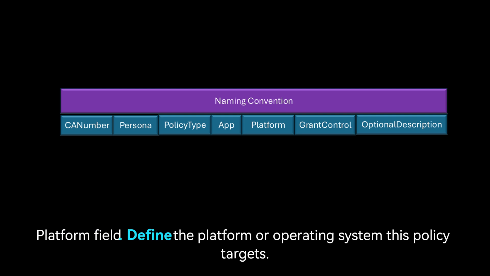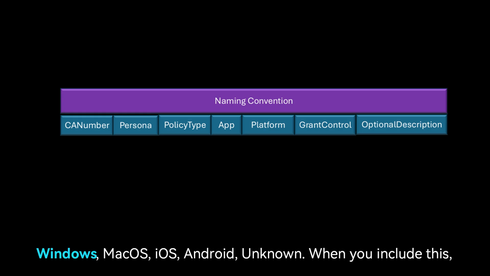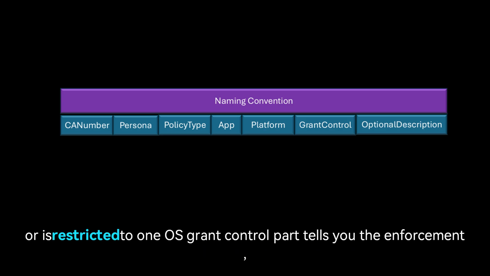The platform field defines the platform or operating system this policy targets. This helps you tailor your policies to specific devices such as any platform, Windows, Mac OS, iOS, Android, unknown. When you include this, it's immediately clear whether the rule applies to all devices or is restricted to one OS.